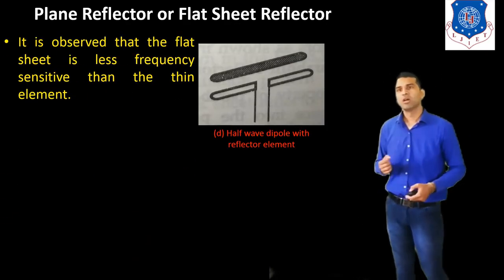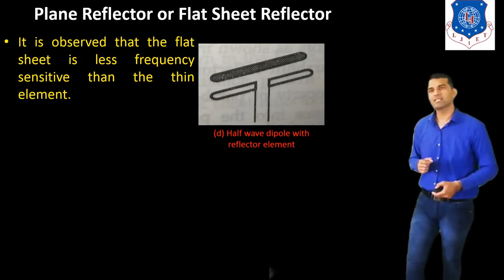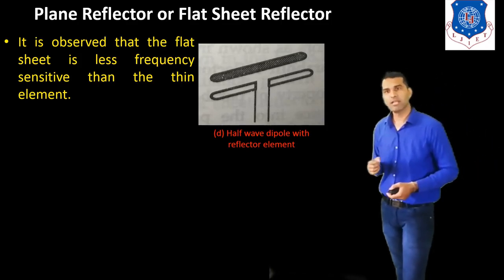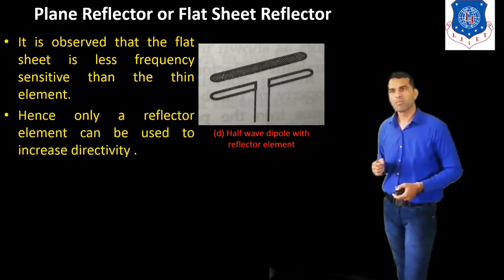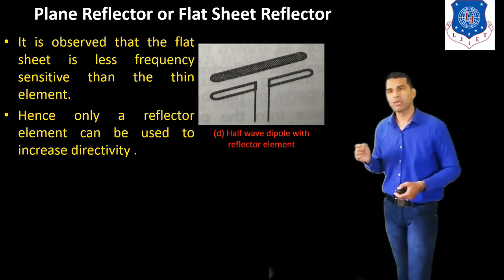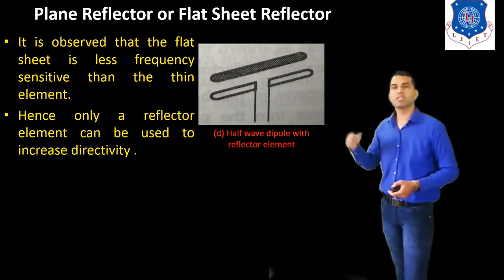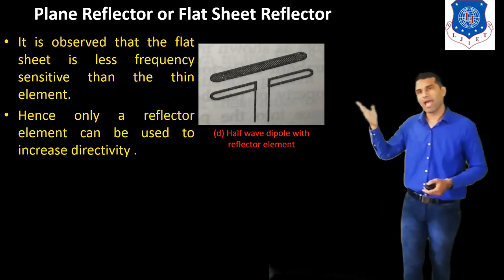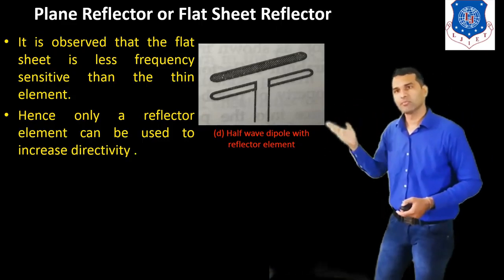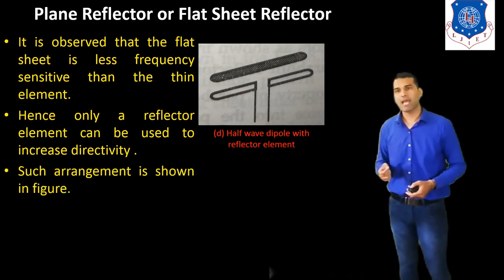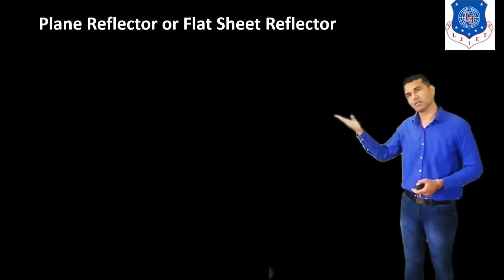Now, it is observed that the flat sheet is much less frequency sensitive than the thin element. So, only a reflector element can be used to increase the directivity. Instead of the large sheet, we can use this simple element as a reflector to increase the directivity of the antenna. Such an arrangement is shown in this figure.